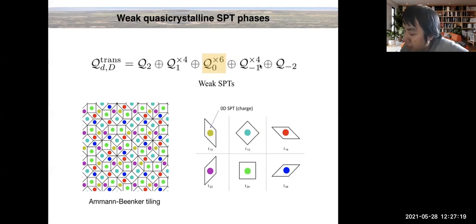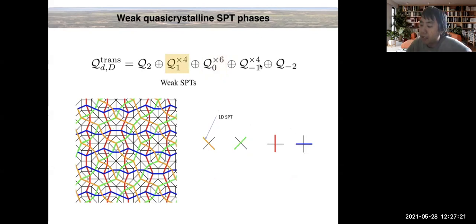You can also look at the edges. If you don't have rotational symmetries, you have 4 different edges with different orientations, and you can decorate 1-dimensional SPT phases on the dual edges. If you do that, you get the picture on the left. So these are also the analog of weak SPT phases, the stacking of 1D SPTs.